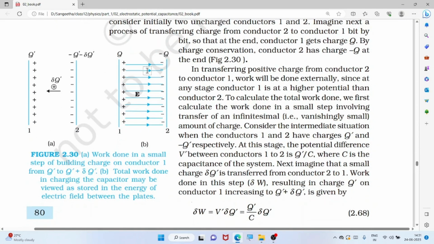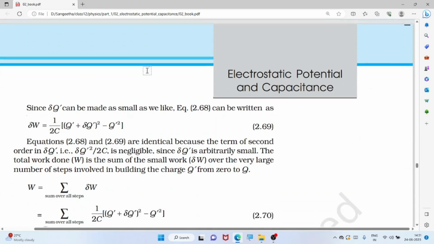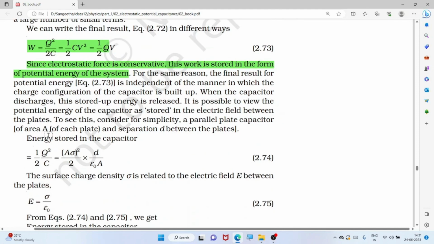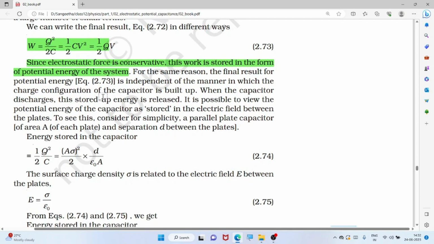Energy stored on the capacitor, that is half CV square, equal to half QV, since Q equal to CV. The electrostatic force is conservative, the work required is stored as the potential energy of the system. This work is stored as the potential energy of the system.